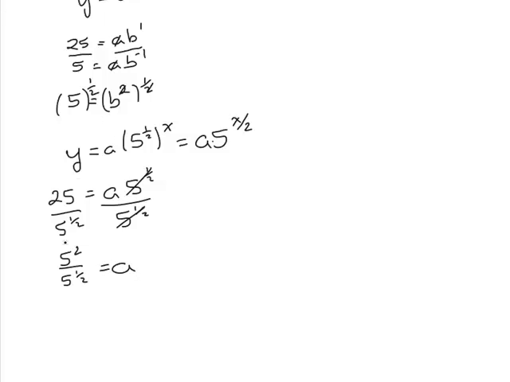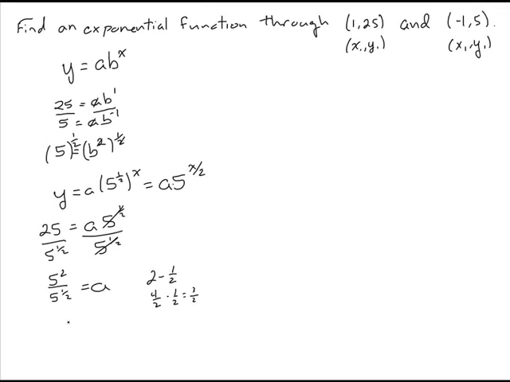And what did we just say? If we divide two things of the same base, their exponents subtract. So 2 minus a half, and I'll just do this over on the side. 2 minus 1/2, well, that's 4 halves minus 1/2, or 3 halves. So my a value is going to equal 5 to the 3 halves. Now that's not some nice number, but this is nice and exact.